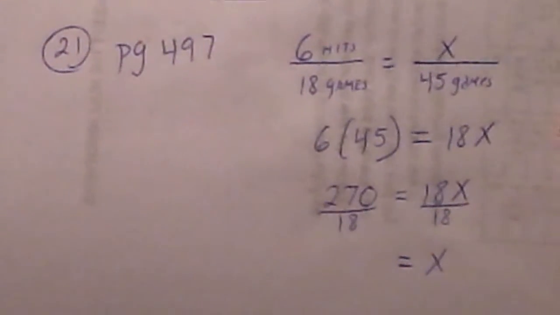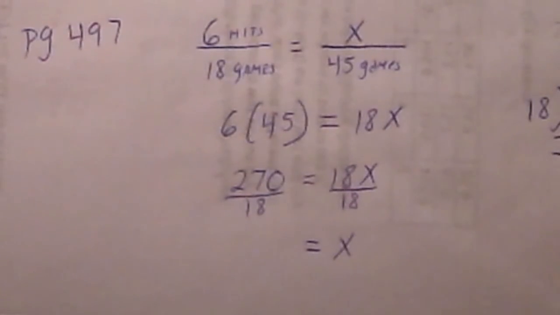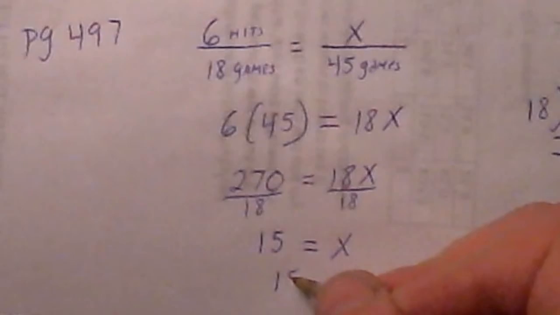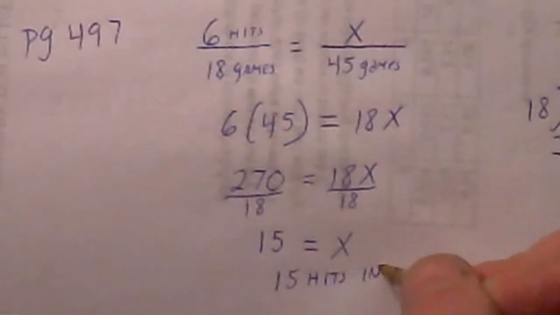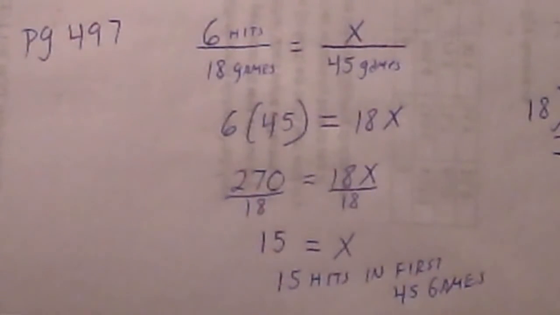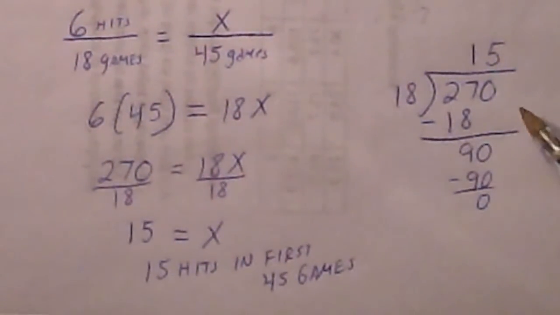Well, when in doubt, divide it out. So 18 divided into 270. x is equal to 15. And so therefore, ladies and gentlemen, we would expect the batter to get 15 hits in the first 45 games. And we're done solving that word problem. By the way, here's my division of 18 into 270. Sorry about that. I don't think you were able to see that. 18 divides into 270 15 times. All right, so that one's done.